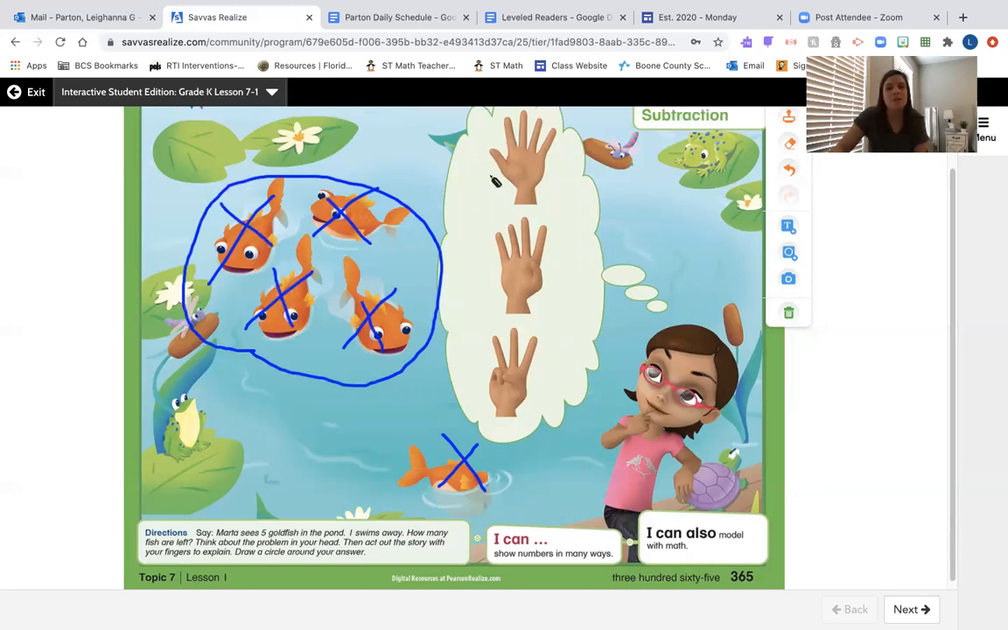So the top one shows 5 fingers. The middle one shows 4 fingers. So let's circle it. And the bottom one does not show 4, so we won't circle that.